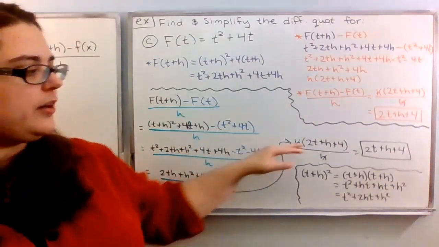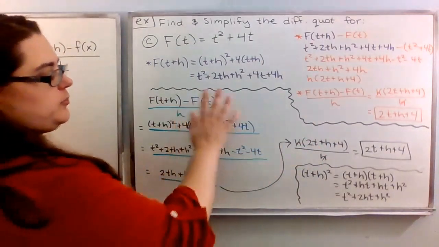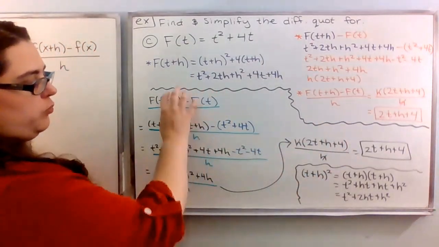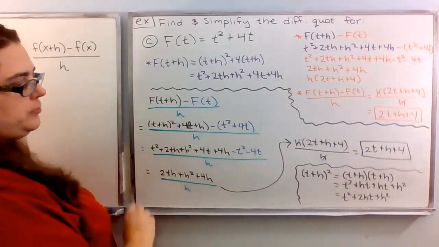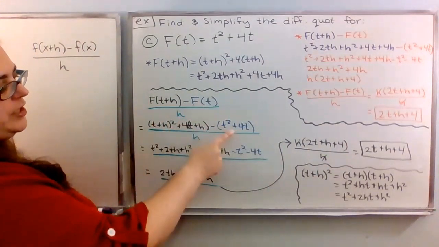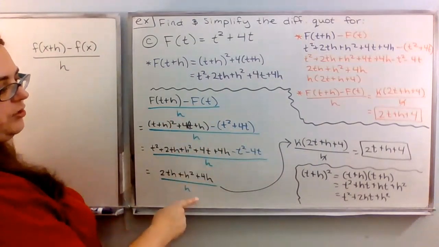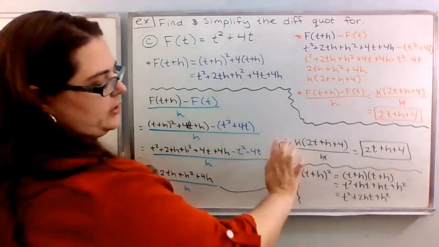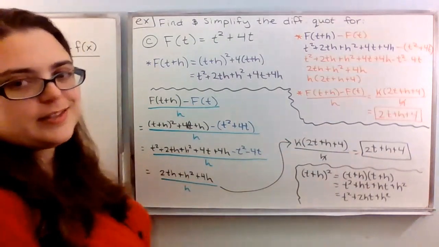And then on the bottom here, I have the same problem. I just worked it out in one chunk. So I did f of t plus h in black, f of t in blue, and I kept the h in green until I got over here. And then I just finished simplifying and got the same result.